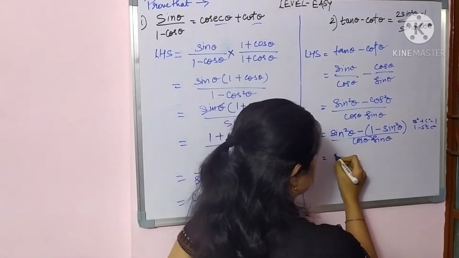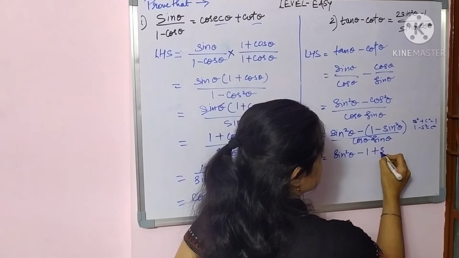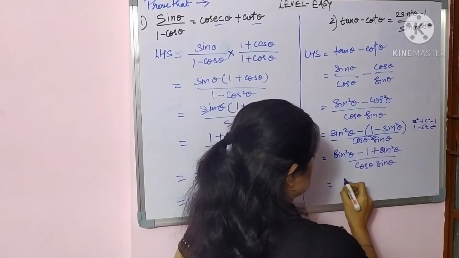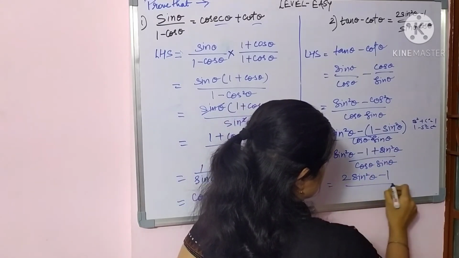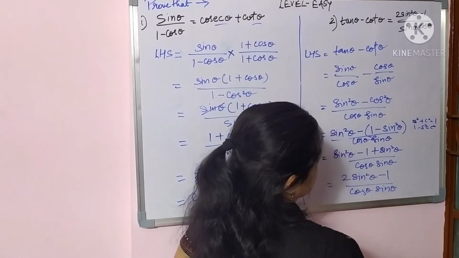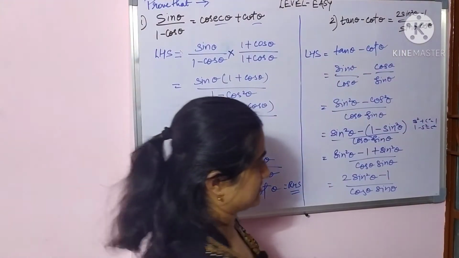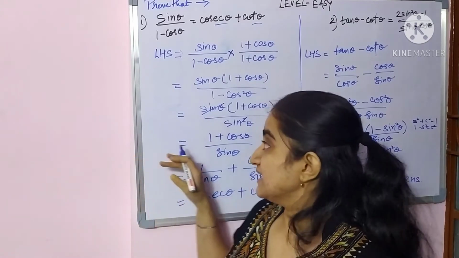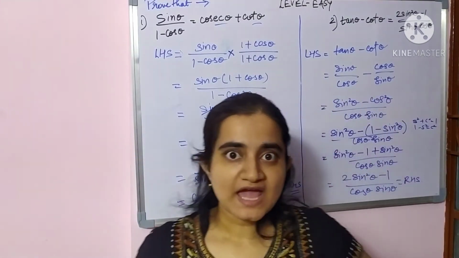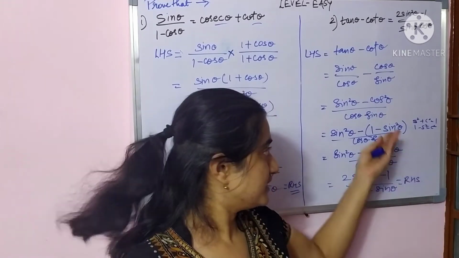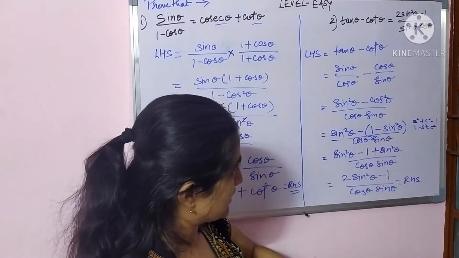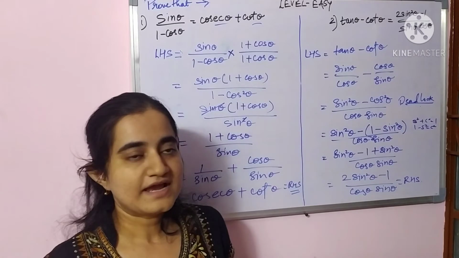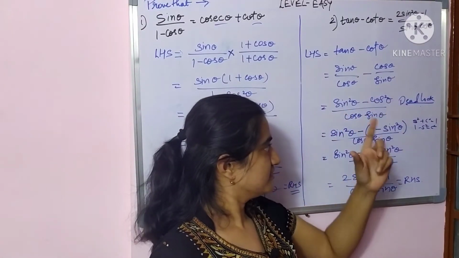We will open this bracket: sin square theta minus 1 plus sin square theta upon cos theta sin theta. Sin square theta plus sin square theta, 2 sin square theta minus 1 upon cos theta sin theta. See, we got RHS. So from this part you realized that we do not only get there by solving the identity, but we have to use the identity to break the deadlock. We got the deadlock in this part, and we cleared it by using the identity in the cos square theta part.